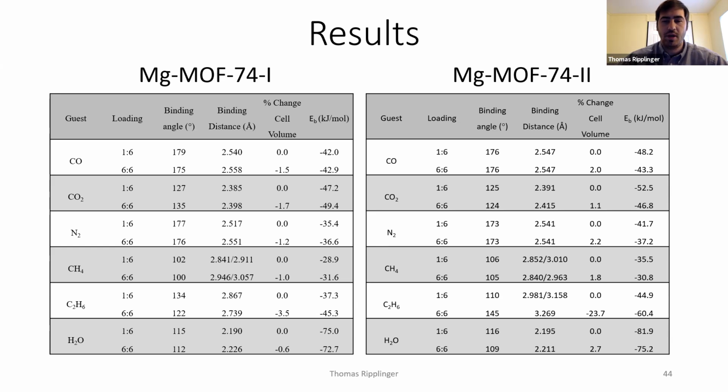So if you look near the bottom of the table, you'll see that there are different binding angles and binding distances between MOF74-1 and 2. Most notably, the cell actually shrunk a good portion, 23%, in the presence of ethane, when we relaxed the cell parameters. Another thing I want to point out is that in general, MOF74-2 adsorbed the gases more strongly than MOF74-1. Next slide.